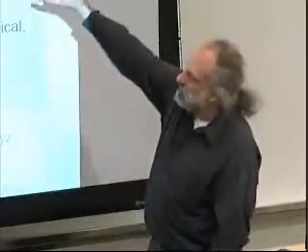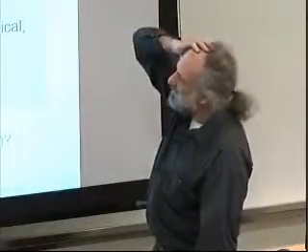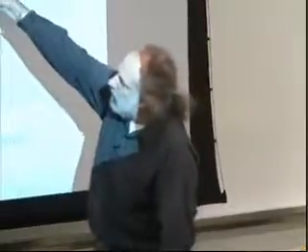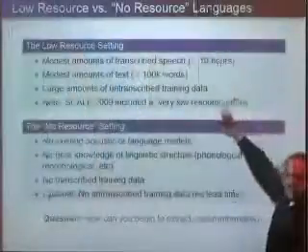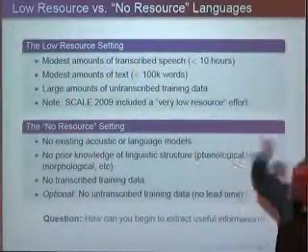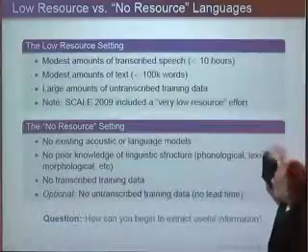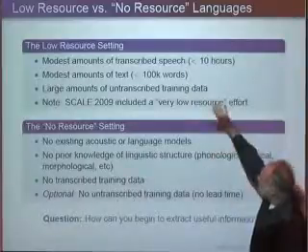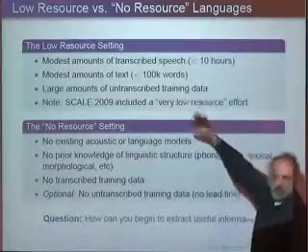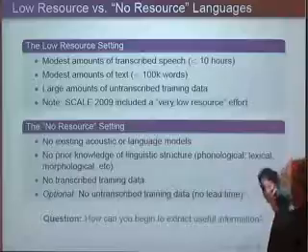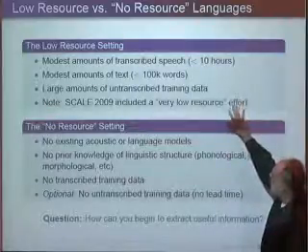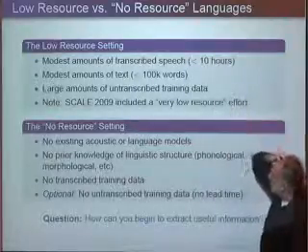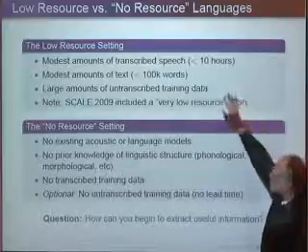Okay, so the low resource setting, which is one we often get asked to work on, and we did work on it last summer, is where you have what he calls modest, less than 10 hours of speech that would be transcribed. You have modest amounts of text, we'll call that, and you have maybe large amounts of unlabeled stuff. Then last summer we worked on what was called a very low resource, which was less than that.